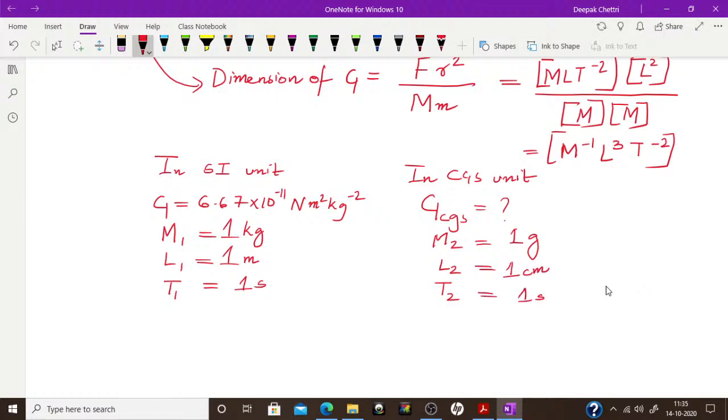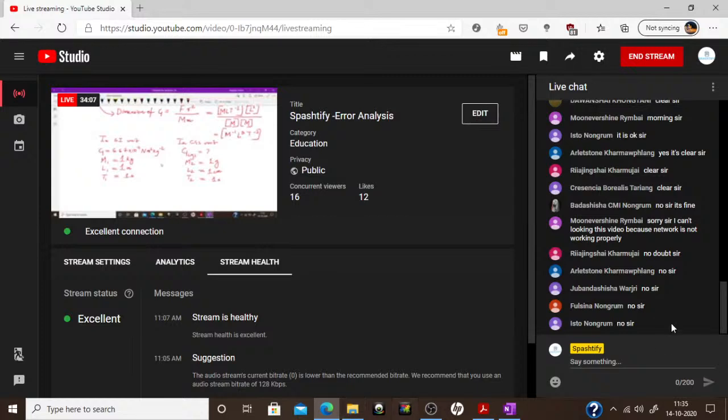Yes, is this part clear or not? Yes or no? No means it's not clear, or what? Type your doubts if you have any doubts.